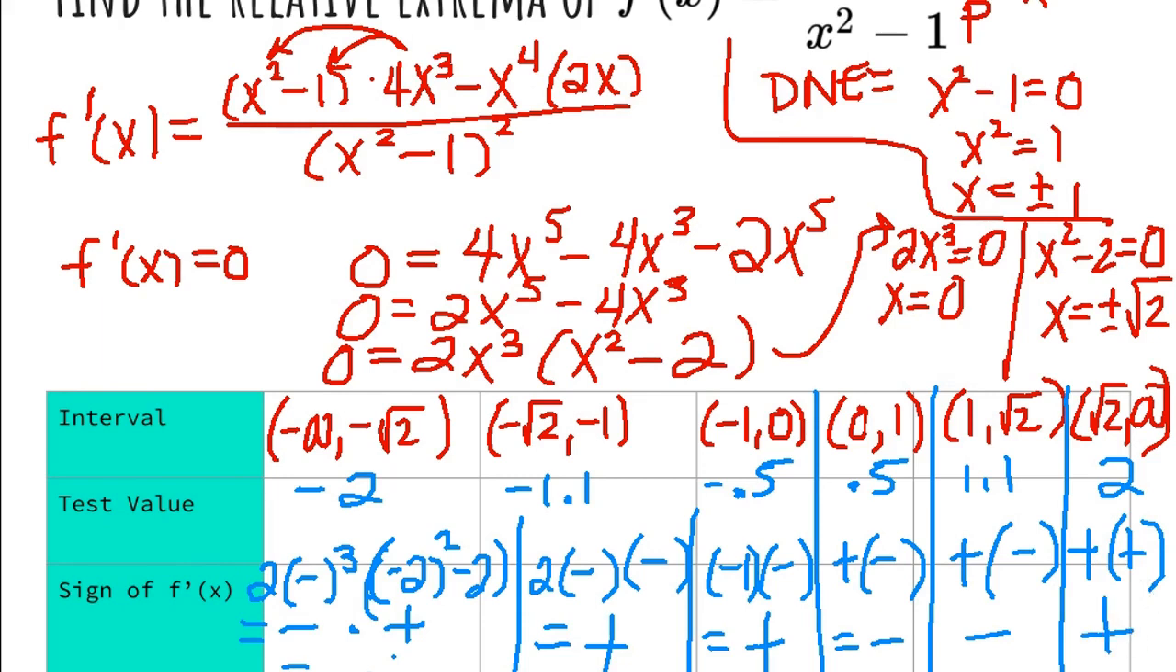So if I was to make statements here, I would say that there is a relative minimum at negative square root of 2. Then I don't say anything about negative 1. But then at 0, there is a relative maximum because f prime of x changes from positive to negative. Nothing happens at 1. But at root 2, I would say there is a relative minimum.